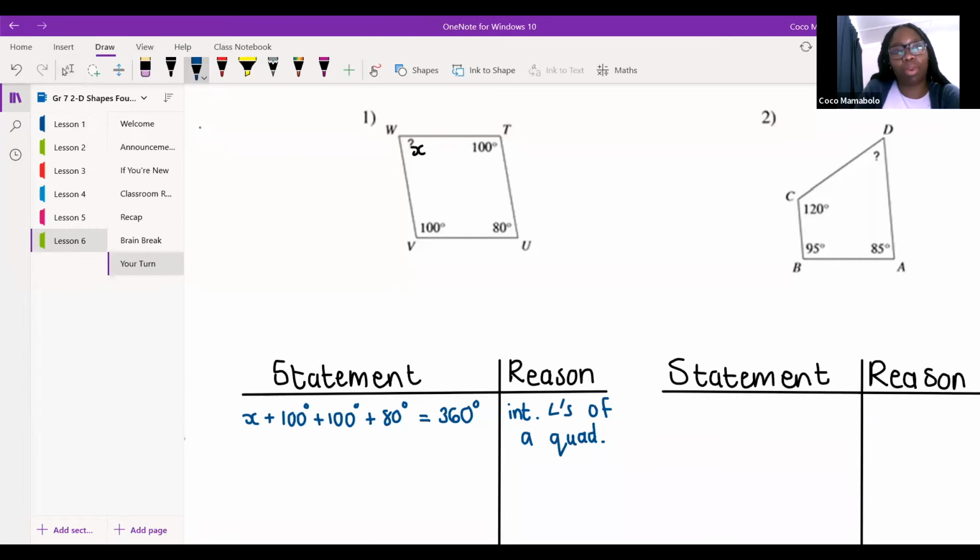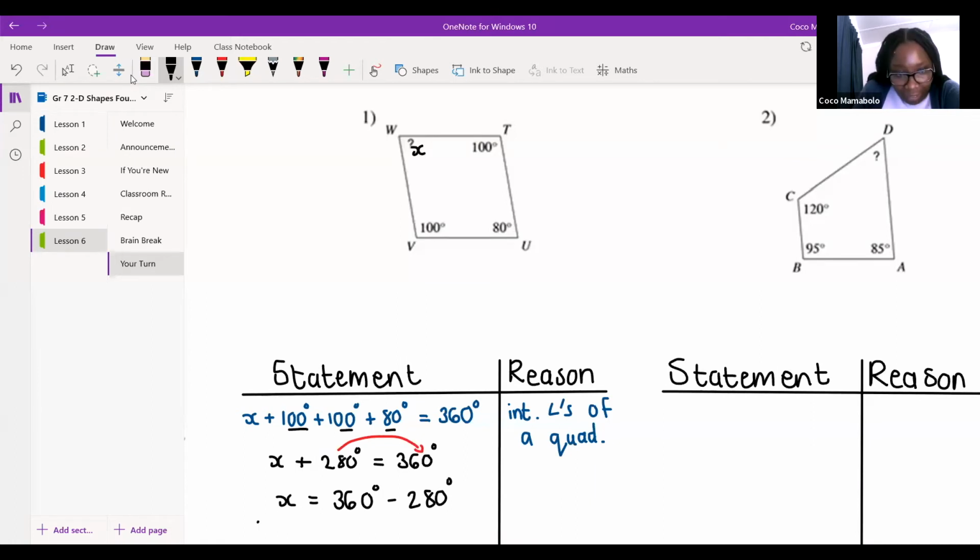I'm going to finish this up quickly. Guys, help me out in the chat. Actually, I think Andile gave us the answer. He said 100 plus 100 plus 80 is equal to 280. So I get x plus 280 degrees is equal to 360 degrees. Then I take my 280 degrees over the equal sign, and it becomes minus 280 degrees. Here we go: x is equal to 360 degrees minus 280 degrees. Therefore, x is equal to 80 degrees.